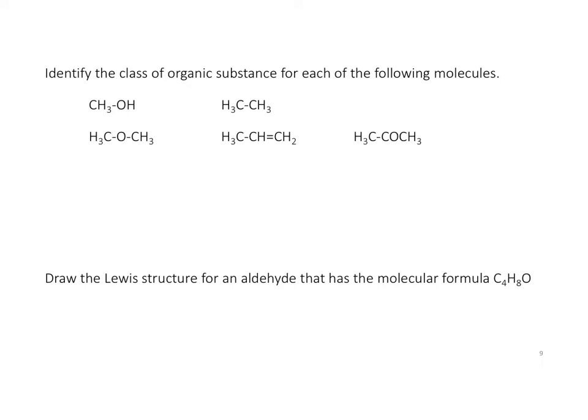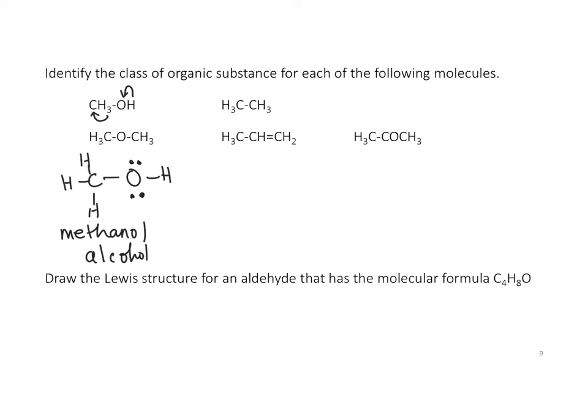Identify the class of organic substance for each of the following molecules. Okay, so you need to kind of get in the habit of drawing these out. So you see that you have 3 hydrogens. That means those 3 hydrogens go on that carbon, and then that carbon's connected to that oxygen, and that hydrogen's connected to that oxygen. And then oxygen likes 2 bonds and 2 lone pairs. So this is the Lewis structure. Now that's an OH. This is methanol, and this is an alcohol.